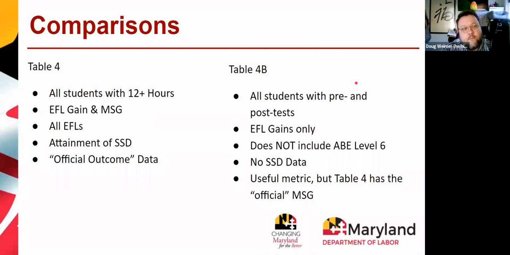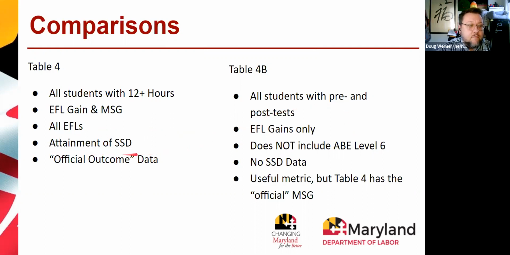To compare these 2 tables, Table 4 shows us all of our participants with 12 hours or more. Table 4B shows us all of the pre and post-tested students, which is usually fewer students. Table 4 shows us EFL gains and measurable skill gains in general, which includes the high school diploma. Table 4B only shows us EFL gains. Table 4 shows us all of the EFLs. Table 4B does not include ABE level 6, because you can't make a post-test gain from ABE level 6. You can only make the high school diploma gain.